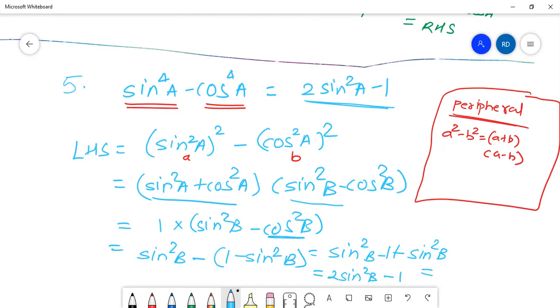I'm really sorry, I should have done this in terms of A only. All the angles are A; I mistakenly wrote B. So just change this. Everything is sine square A only, right?